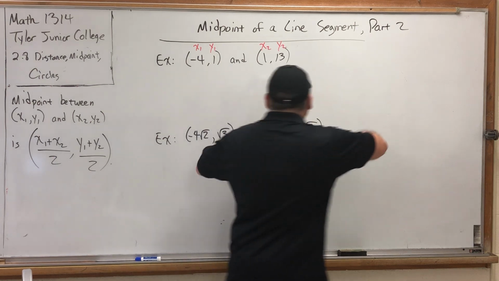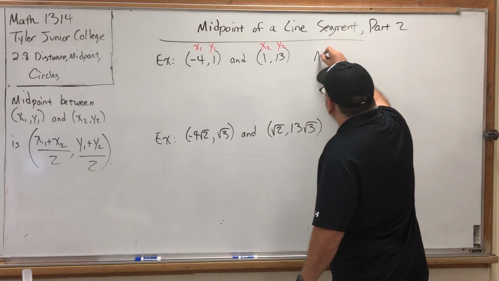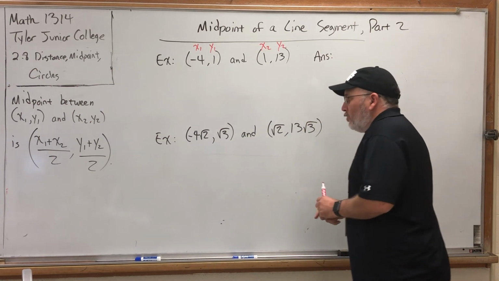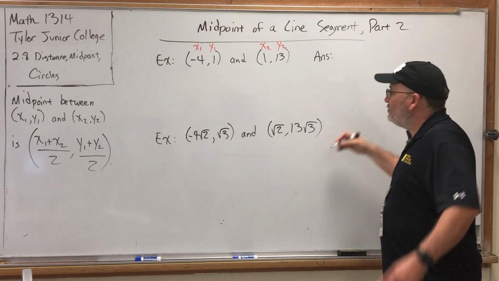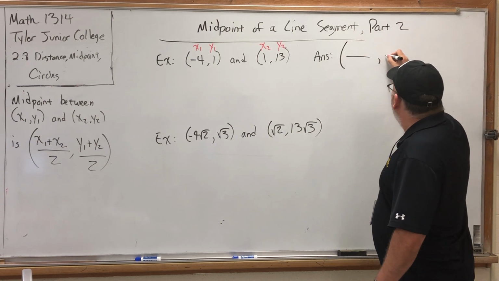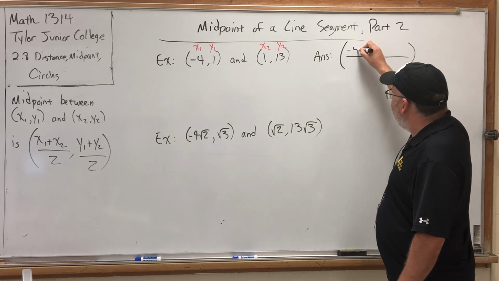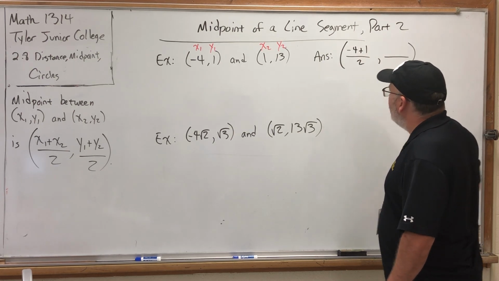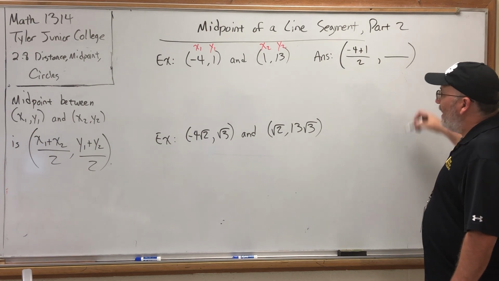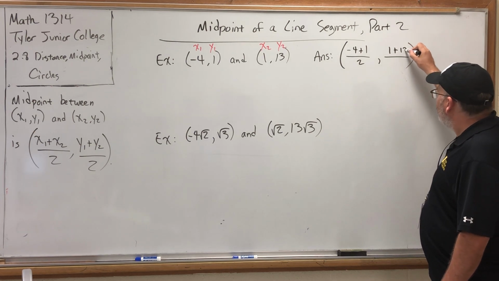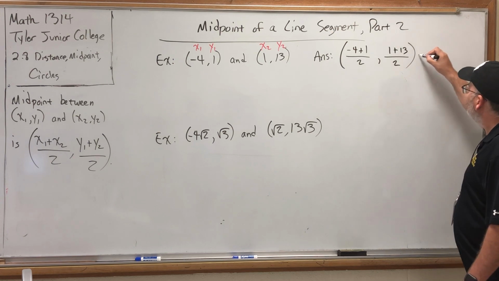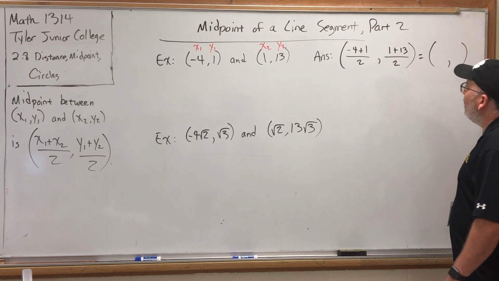So we'll just get out the formula and plug it in. To me, this is more of an idea than a formula. Average the x's, average the y's. So if we average the 2 x's, we're going to add -4 plus 1 and divide it by 2. And if we average the y's, we're going to add 1 plus 13 and divide that by 2. Well, these are both pretty easy.